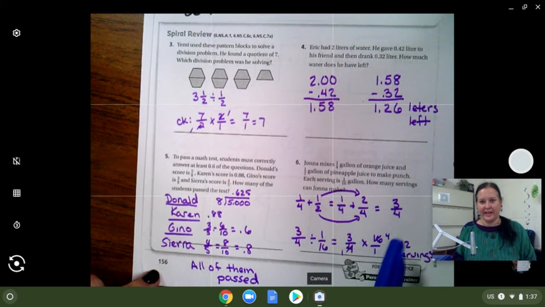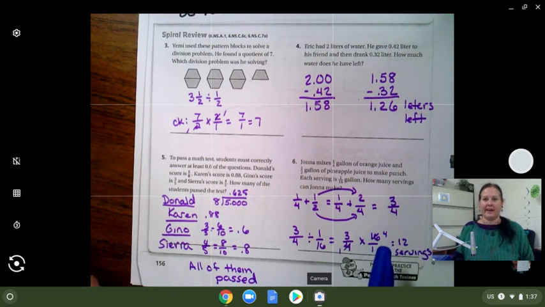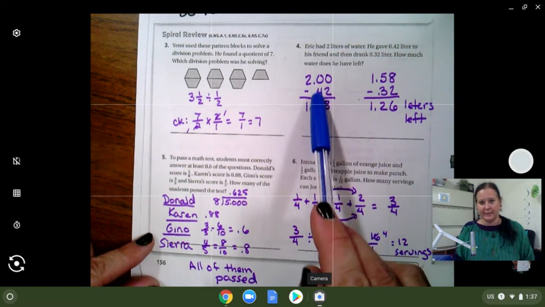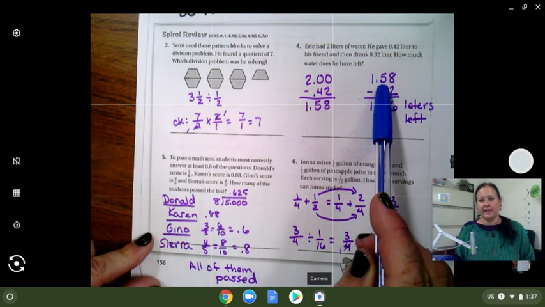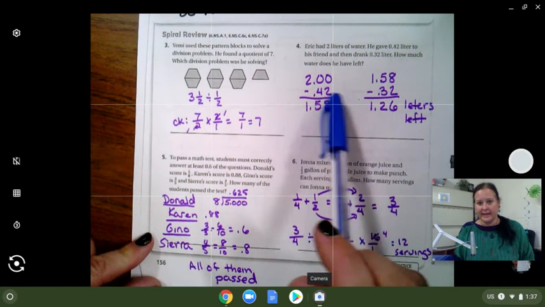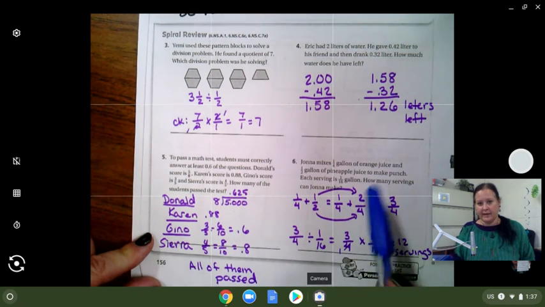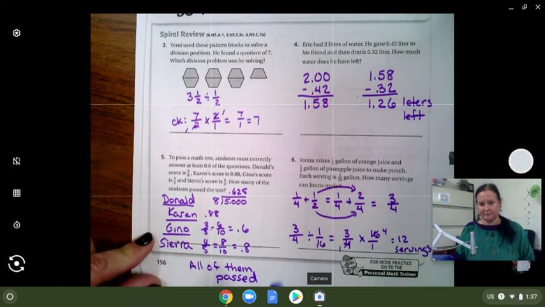All right, then we have Eric had 2 liters of water. He gave 42 hundredths of a liter to his friend, and then he drank 32 hundredths of a liter. How much water did he have left? So I went ahead and I subtracted these separately. I started with my 2 liters, lining up my decimals, and subtracted the 42 hundredths, got an answer, took my answer and subtracted again. Another way you could have done that is added together these 2 decimals and then subtracted from the whole amount. But at the end, you should have 1 and 26 hundredths of a liter left.